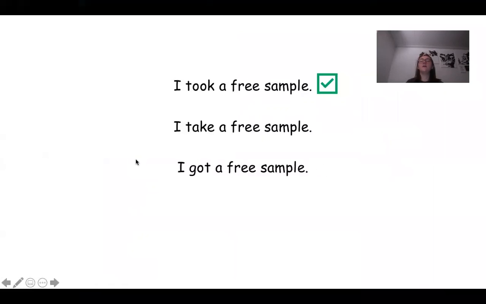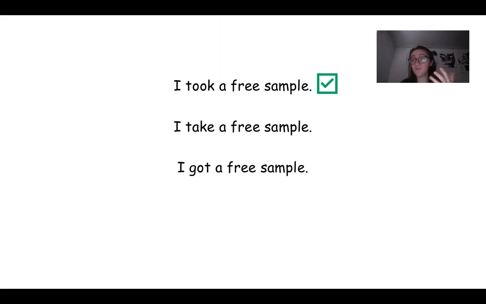So I wanted to talk about that. Or why isn't it, I take a free sample, right? Why can't it be simple present tense instead of simple past tense? I take a free sample. I took a free sample. I got a free sample. They're all correct ways to say that in English. The only thing is some of them mean different things.